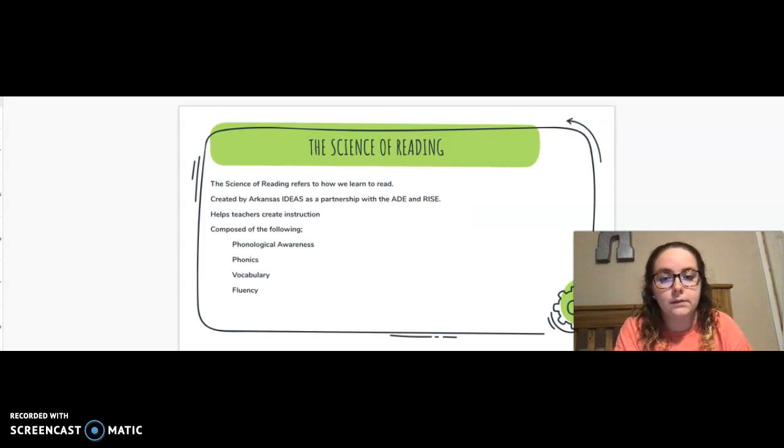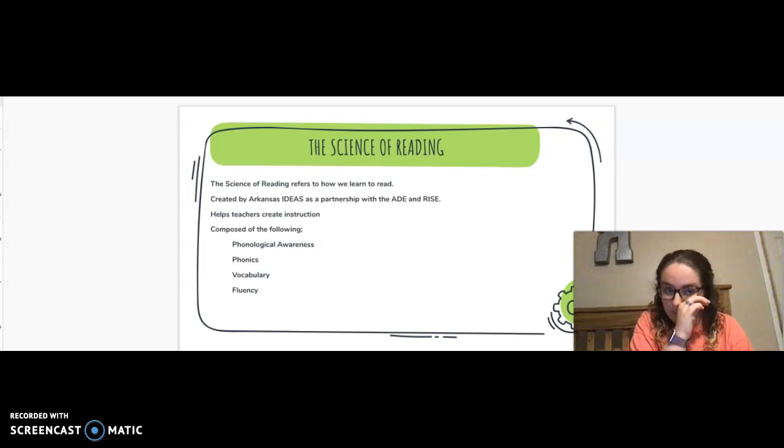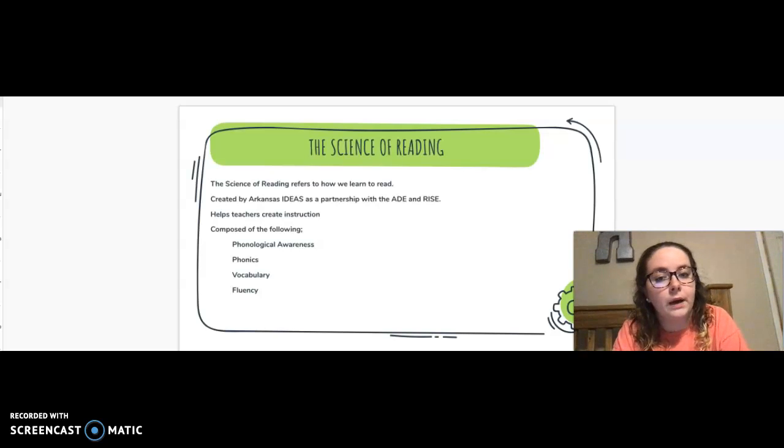We next have the science of reading. It refers to how we learn how to read and how we teach our students how to read. And it was created by the Arkansas IDEAS as a partnership with the RISE Initiative and ADE. So it was basically like a Christmas present to teachers, and it helps create instruction.